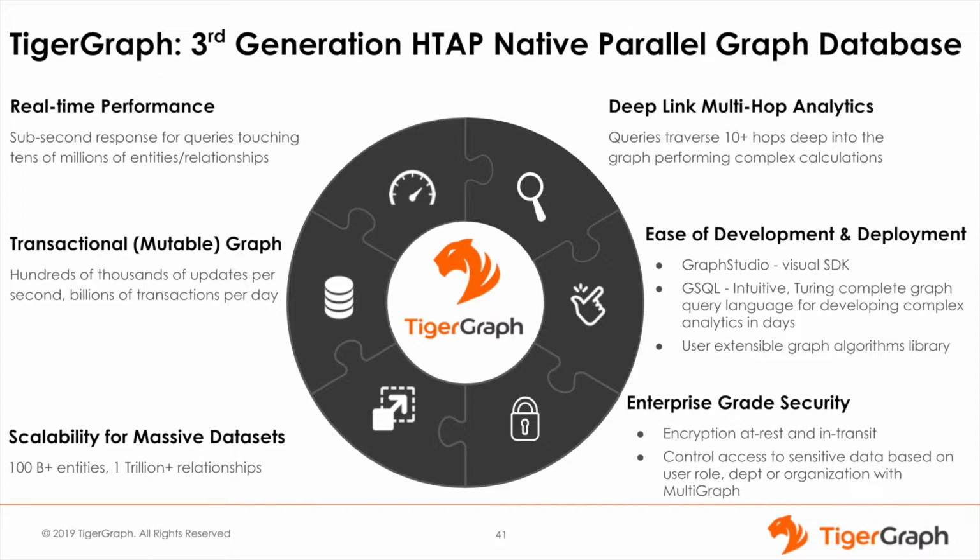TigerGraph is live at multiple production systems with billions of entities and tens to hundreds of billions of relationships, with the ability to scale up to 1 trillion or more with additional hardware.